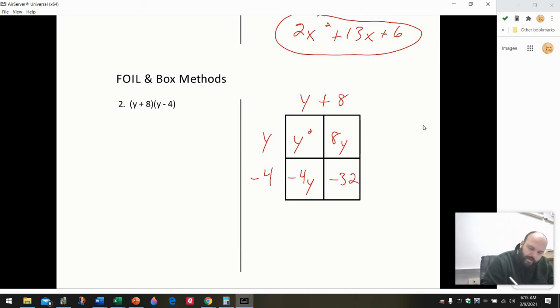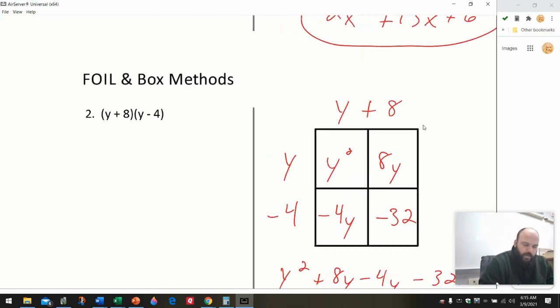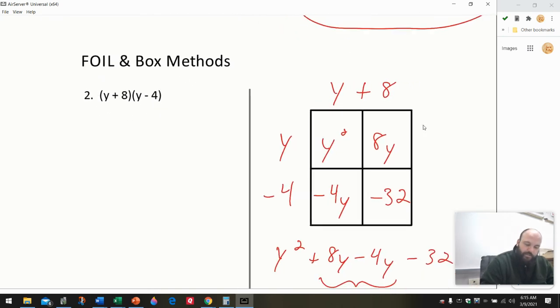So from there, we write our terms down in order. y squared plus 8y minus 4y minus 32. And then these two get combined. So we have y squared plus 4y minus 32. There's our final answer.